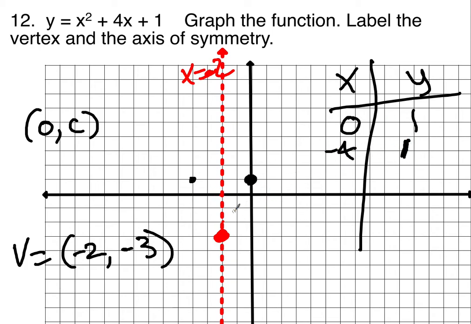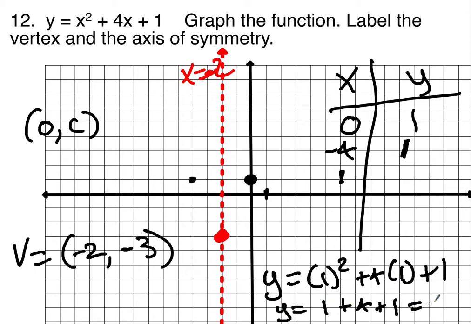So there's 2 points. Let me find another point. I'm going to plug in 1 for x. When x is 1, what is y? So y equals x squared plus 4 times x plus 1. So that's 1 plus 4 plus 1, which is 6. So when x is 1, y is 6. 1, 2, 3, 4, 5, 6. And that is 1, 2, 3 away from the axis of symmetry. So if I go 1, 2, 3 on the other side, here's my other point, and that's at negative 5, 6.